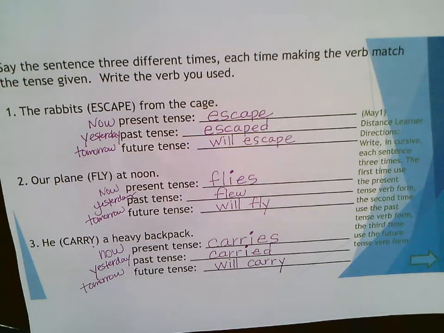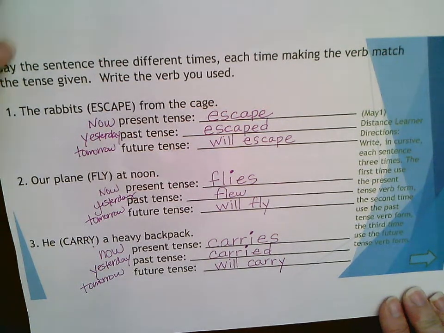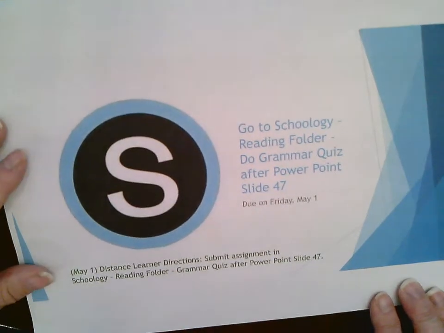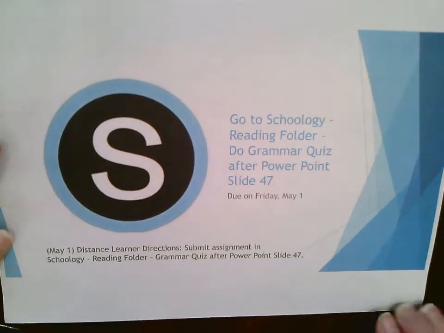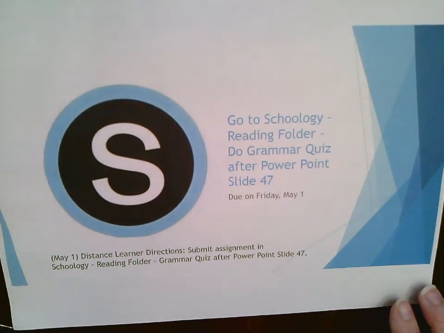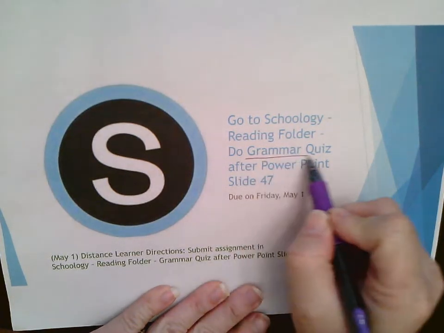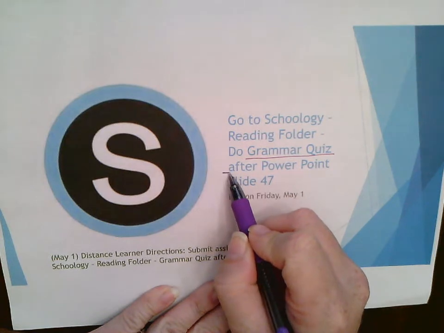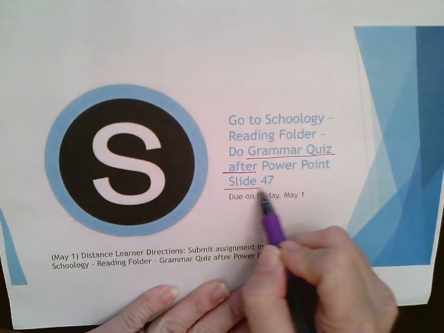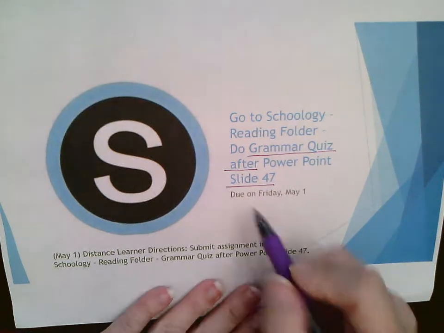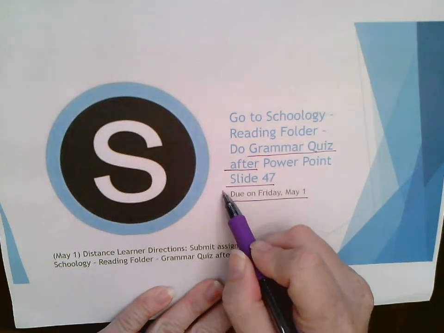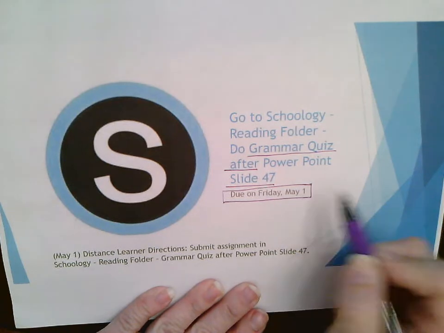So now we've learned how to work with past and present and future tense verbs. And by tomorrow, we're going to have a grammar quiz or a set of questions on Schoology, and it's going to say grammar quiz after slide 47. So it's going to say the title of it by a puzzle piece, grammar quiz after slide 47. And that will be something you can do by tomorrow, Friday, May 1st.